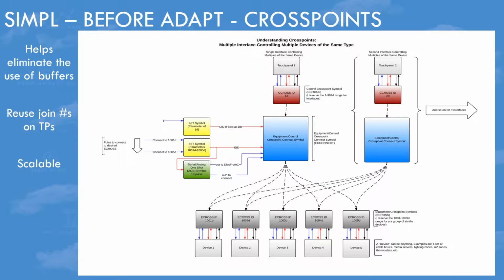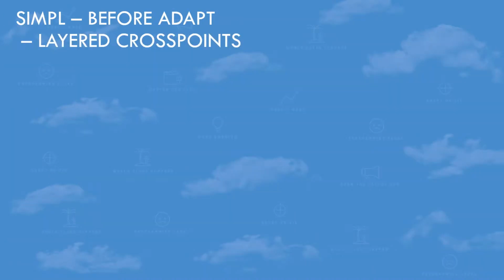Then we realized that this model needed to evolve because it didn't really represent how a user actually uses the system. We wanted a user to be able to go into a room, pick up a remote, and turn that room onto that source, and not have to worry about anything else. With crosspoints by themselves, there's quite a bit of extra work needed to actually pull that off. So this model evolved, at least for us, into a model that we called layered crosspoints.